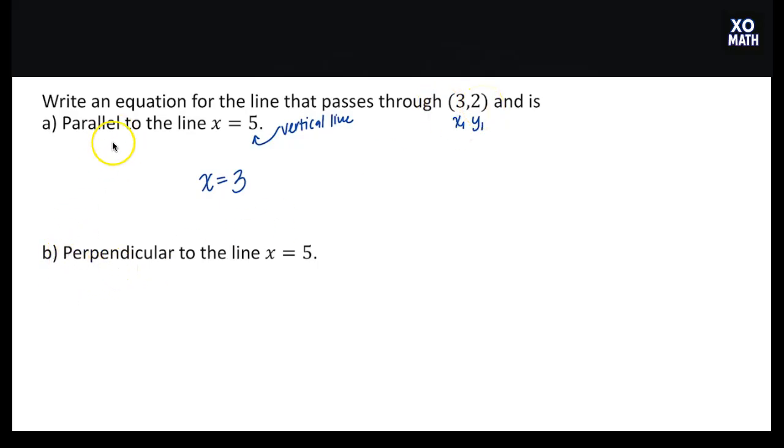In part B, I want an equation of the line that is perpendicular to the line x equals 5 that passes through this point. Well, again, x equals 5 is a vertical line, so the only type of line that is perpendicular to a vertical line is a horizontal line. So our answer in part B is going to have to be y equals a number, and that number is going to have to be the y value of this point. So y is equal to 2.